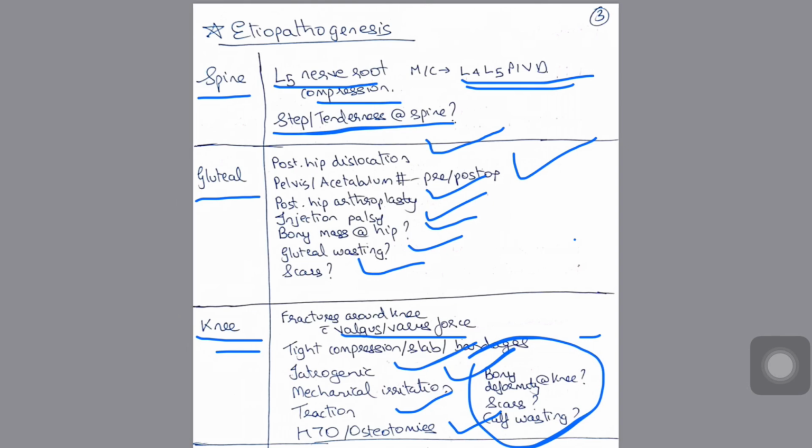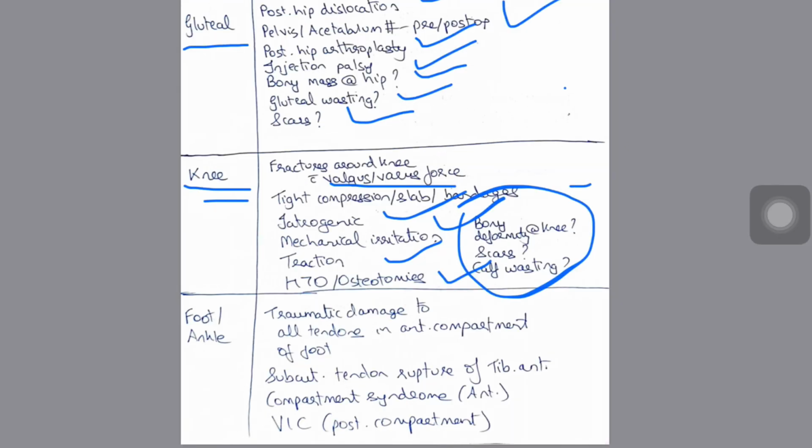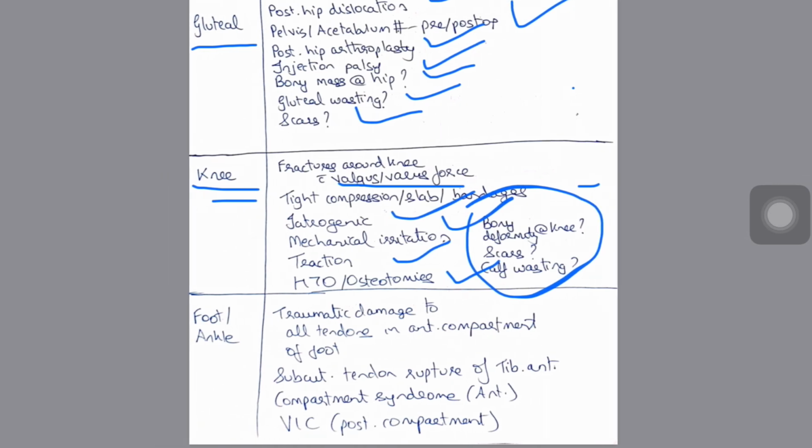Now there might also be a mechanical cause of foot drop when there is damage at the foot or ankle. There might be traumatic damage to all tendons in the anterior compartment of the foot. Another cause could be subcutaneous tendon rupture of the tibialis anterior, and other less common causes are compartment syndrome anteriorly, and Volkmann ischemic contracture at the posterior compartment.